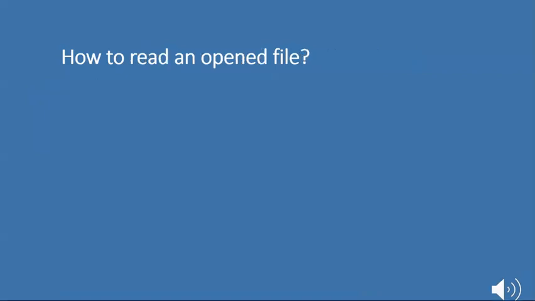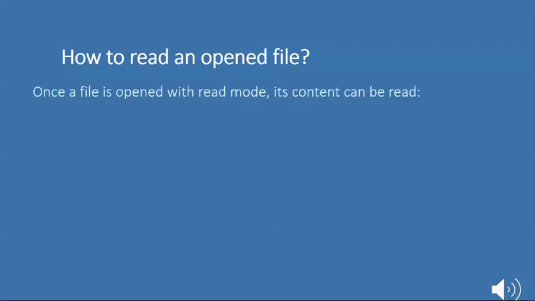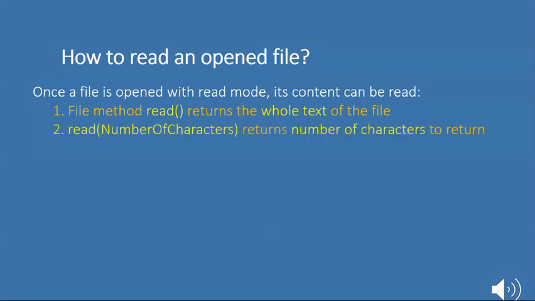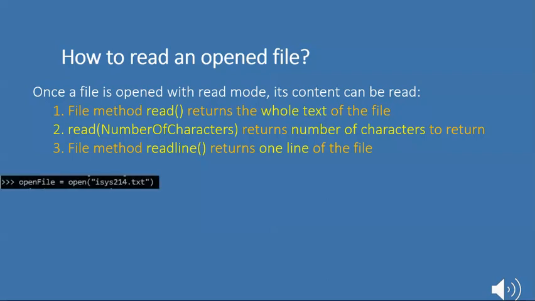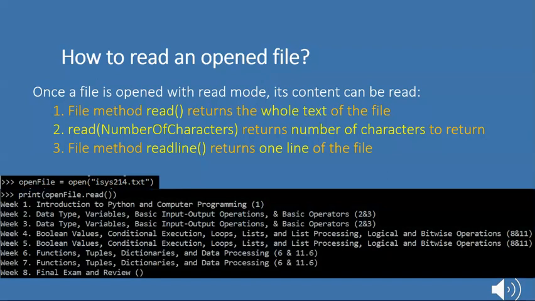How to read an open file? Once a file is opened with read mode, its content can be read. File method read returns the whole text of the file, and read with a parameter number of characters returns that number of characters. File method readline returns one line of the file. For the example, when we use the read function, we get the whole text of the file.